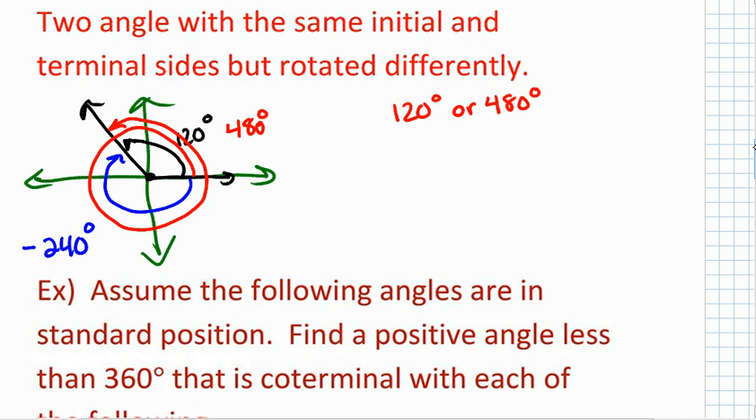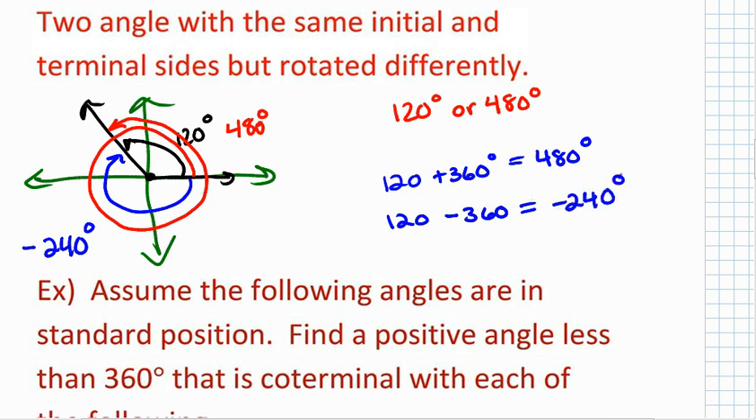Now, if you notice, how did we figure out the first coterminal angle? We went 120 plus 360 degrees. And if you wanted to find a negative coterminal angle, you could go 120 minus 360. Notice 120 plus 360 gave us 480. 120 minus 360 gave us negative 240.